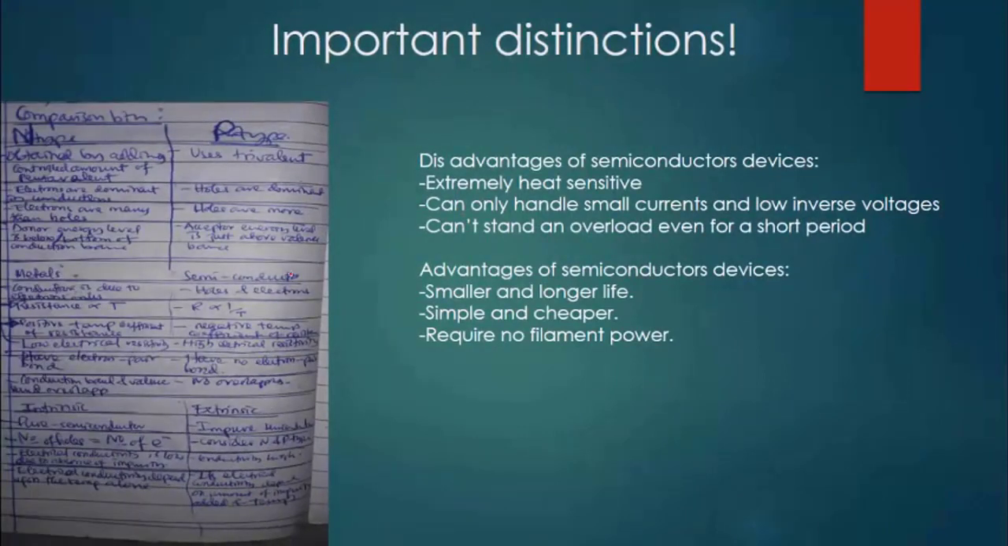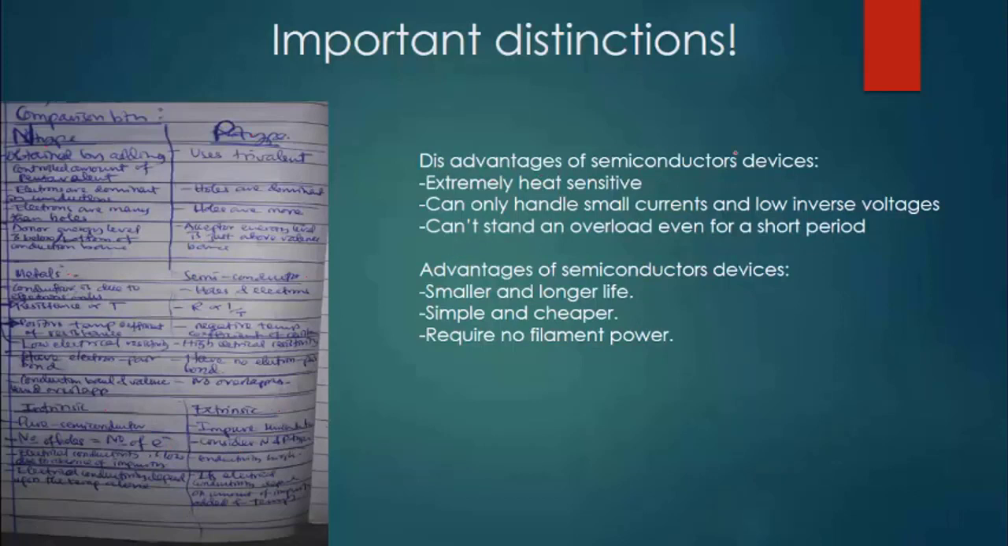Important distinctions to note. You can read here. We have differences between N-type and P-type. We have differences between metals and semiconductors, and we have differences between intrinsic and extrinsic semiconductors. You can just read here. They are very simple things. You can read for yourselves there.